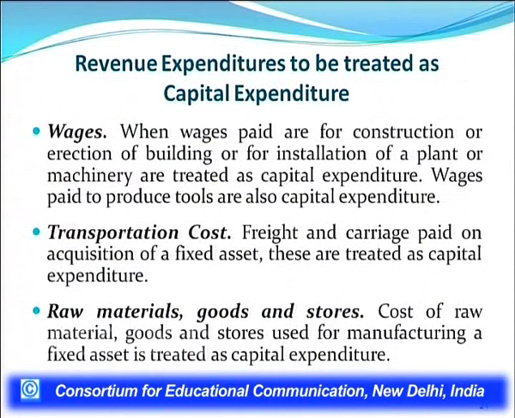There are certain revenue expenditures which are treated as capital expenditure. So, we would like to explain, because sometimes they are confusing for new learners. One such example is wages. When wages are paid for the construction or erection of a building or for installation of a plant or machinery, they are treated as capital expenditure. So, if some wages have been paid to the labor for unloading a plant and machinery and installing it, then it will be part of the capital expenditure.